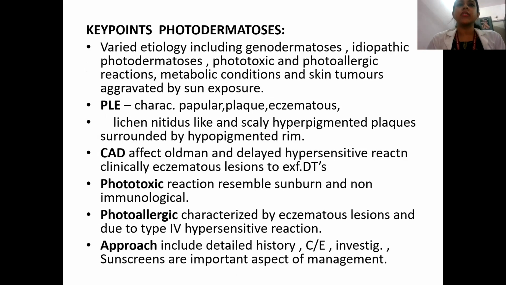Key points in photodermatosis: there are various etiologies causing photodermatosis, like xeroderma pigmentosum, idiopathic photodermatosis, phototoxic and photoallergic reactions, metabolic conditions, and skin tumors that are aggravated by sun exposure. Like I said, squamous cell carcinoma is mainly seen on the sun-exposed areas of the body, like the face. Then idiopathic photodermatosis, I already told, the polymorphic light eruption and all that. And metabolic conditions, I already told, about porphyrias and pellagra. These are some of the factors.